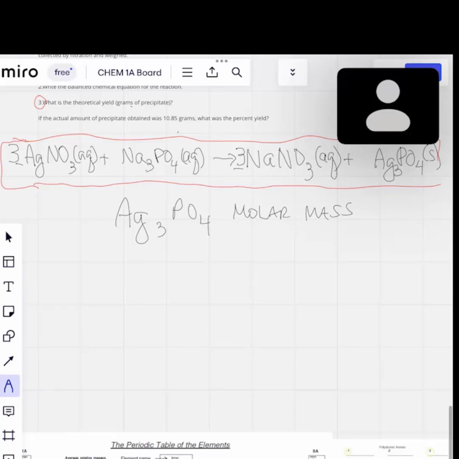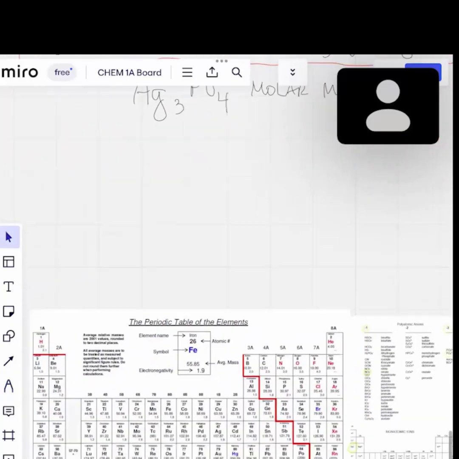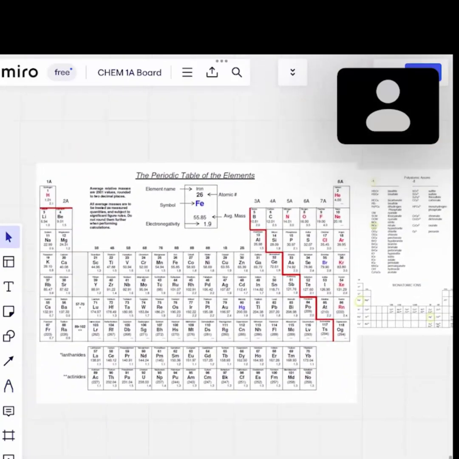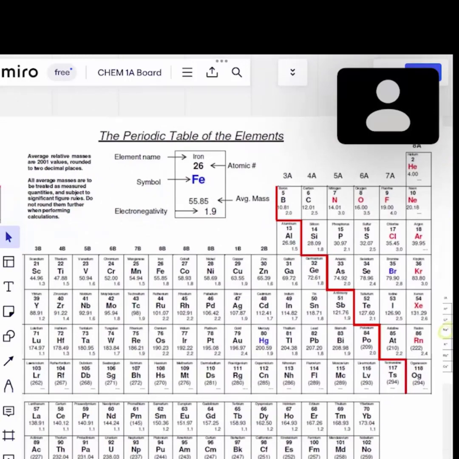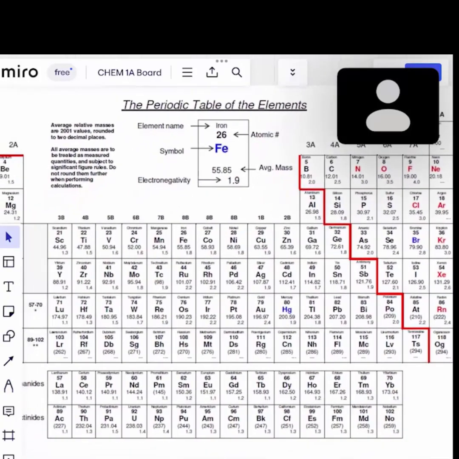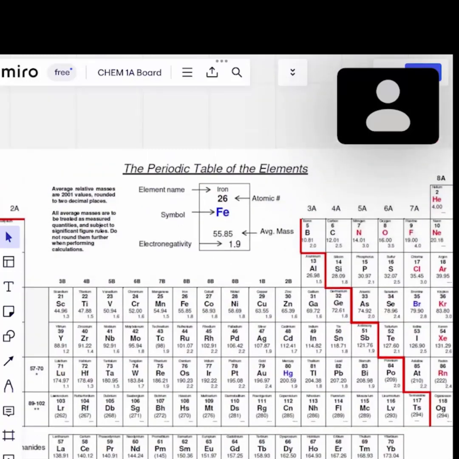And for that, of course, you're going to have to go to the periodic table. And I have one in here. And of course, in the scenario of an exam, you will be given this very same periodic table, and you'll be able to use it. And this is all belonging to previous units, so you should all be able to do this, how to calculate the molar mass of a compound.